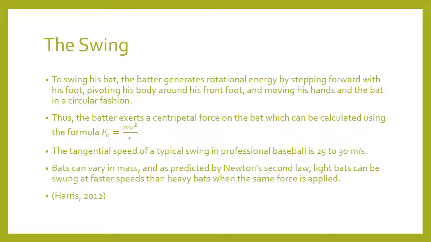The tangential speed of a typical swing in professional baseball is 25 to 30 meters per second, but that depends on a lot of variables. Obviously, the strength of the batter. Also, the mass of the bat is very important. As you might think from Newton's second law, light bats are easier to swing at faster speeds than heavy bats.